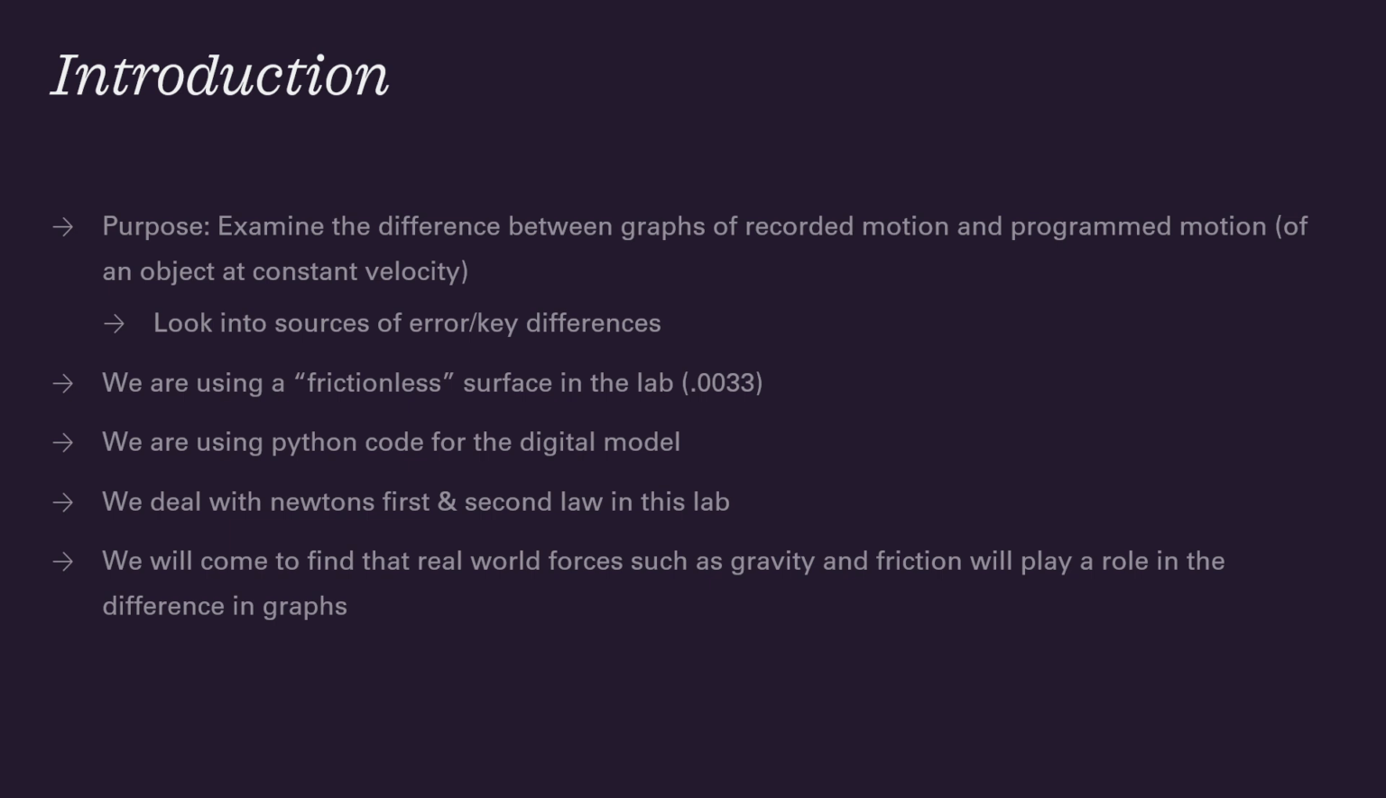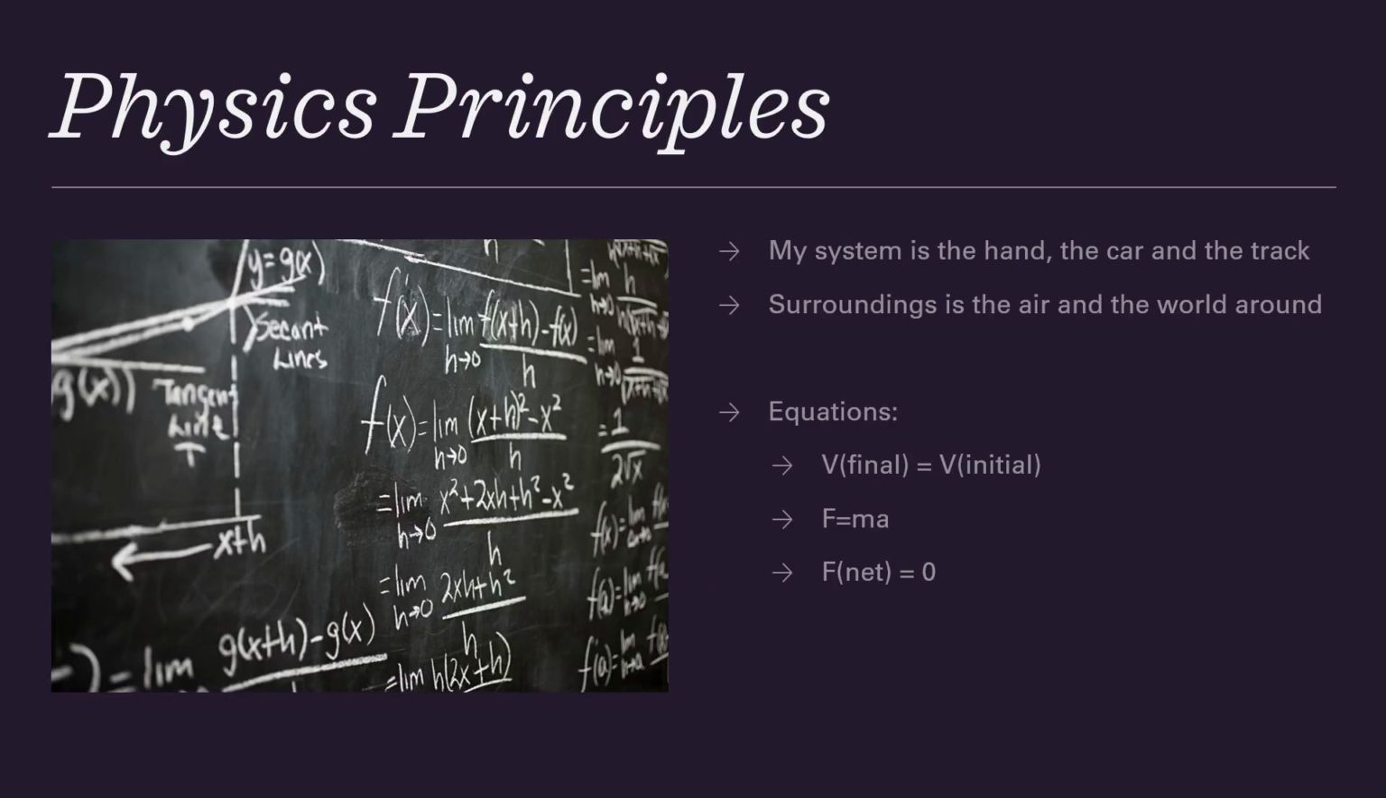And for the digital model, we are using Python code. And just by the nature of code, it will be a perfect simulation of an object moving with no net force, at constant velocity. And so we're dealing with Newton's first and second laws in this lab, where we'll be seeing that the net force is 0 and that F equals ma. And we will also come to find at the end that real world forces such as gravity, friction, and air drag will play a role in the difference in the graphs.